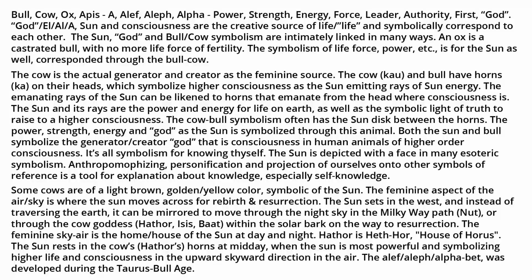So when the sun is resting at midday, it's resting in between the horns of the cow, in between Hathor's horns in the house of Horus. That's where it's most powerful, which is why the Ka, our hands and our arms and our deeds, needs to aspire to that air, sky, heaven symbolism, the sun symbolism, at its highest point in the midday, above where our head points upward, Samet, zenith, up to the sun, the most powerful position in the day, symbolizing higher life and consciousness in the upward sky direction in the air. And the Aleph alphabet was developed during the Taurus and Bull Age.